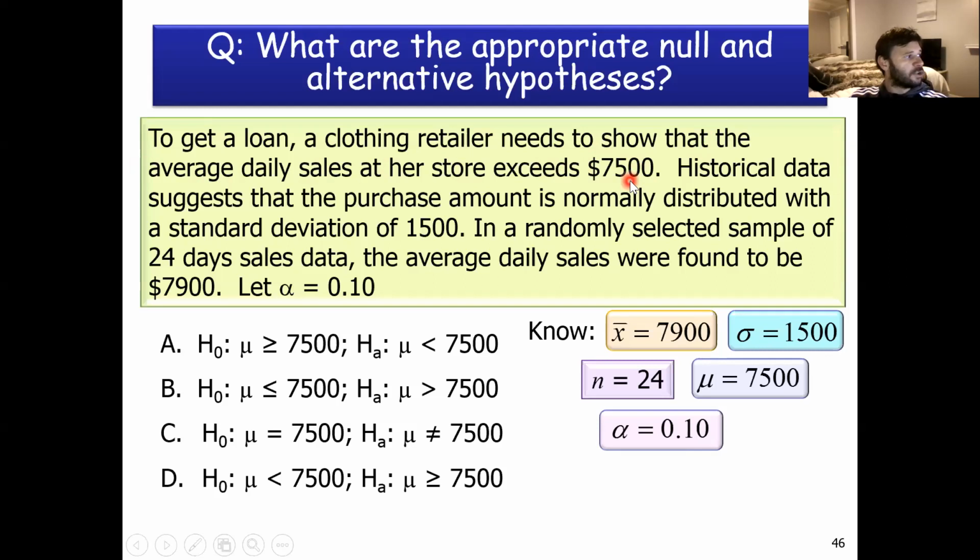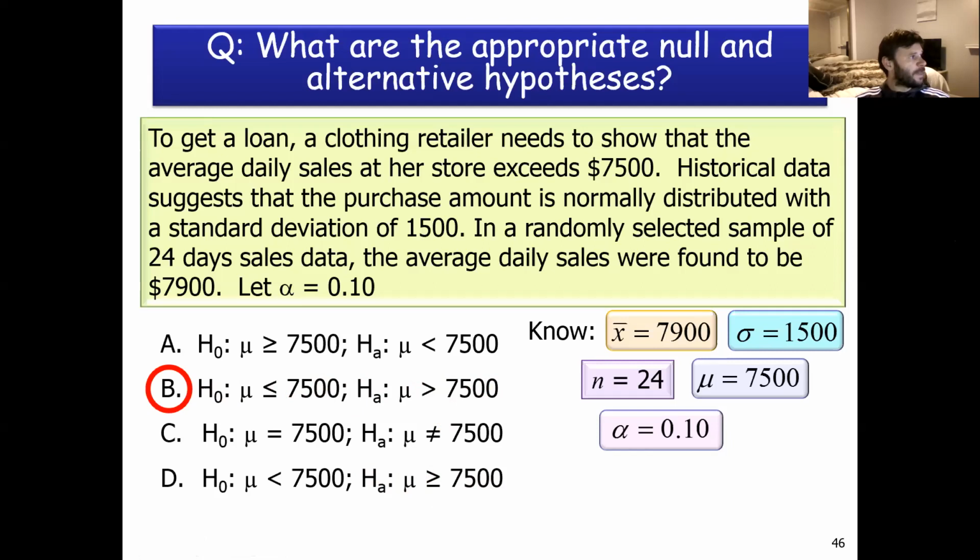And what we're trying to show is always the alternative hypothesis. So if we're trying to show that the sales on average are greater than 7,500, the only alternative hypothesis that correctly specifies that is here. And you're like, why not choice D? Well, choice D has an equal sign in there, which the alternative hypothesis never should. So it looks like B is a good candidate. Notice the null hypothesis is the complement of the alternative. So B is definitely the correct answer here.